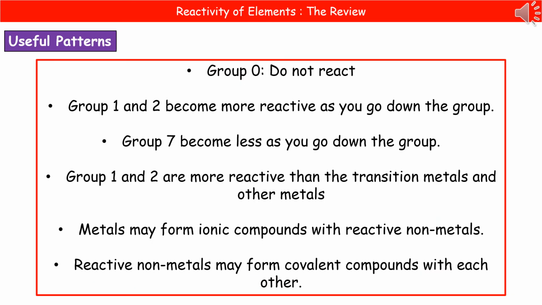A few useful patterns are worth remembering here. If we're talking group 0, they don't react because they're inert. Group 1 and 2 become more reactive as you go down the group, whereas group 7 becomes less reactive as you go down the group. Group 1 and 2 are more reactive than the transition metals and other metals. Metals may form ionic compounds with reactive nonmetals, and reactive nonmetals may form covalent compounds with each other. So it's going back to ionic bonding between a metal and a nonmetal, and covalent bonding between nonmetals.